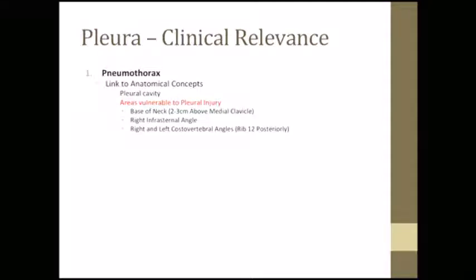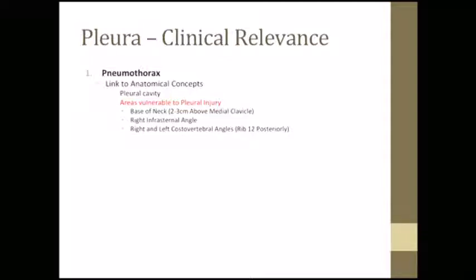Okay. So yes, a pneumothorax is air in the pleural cavity. And to link it back to the anatomical concepts, you need to have a concept of the pleural cavity, and you need to know the areas to which the pleura is vulnerable to injury. So like we said, it extends 2 to 3 centimeters above the medial clavicle. It is also at the right infrasternal angle.